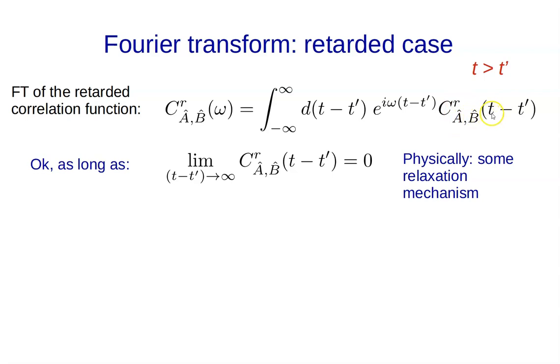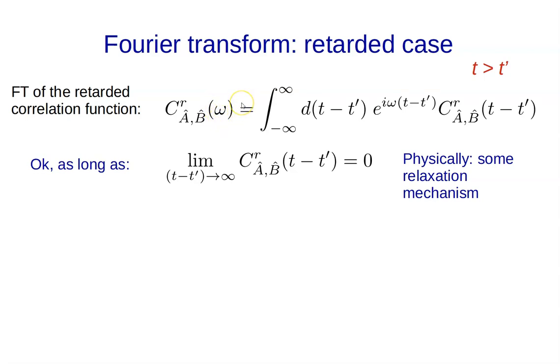And remember here, t minus t prime is positive. Whenever t minus t prime is negative, this is zero. So in a sense, this is only defined in half of the real axis for t minus t prime. And the other half is going to be defined by the advanced ones. But we'll see how that translates into omega.